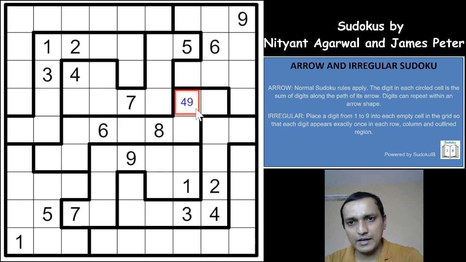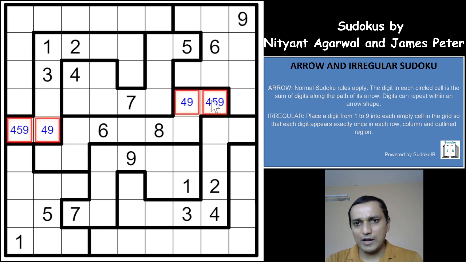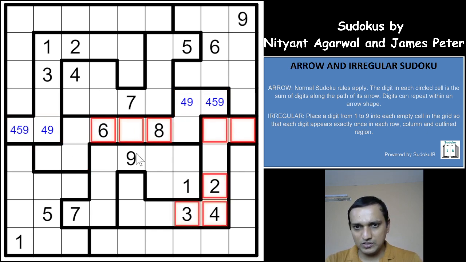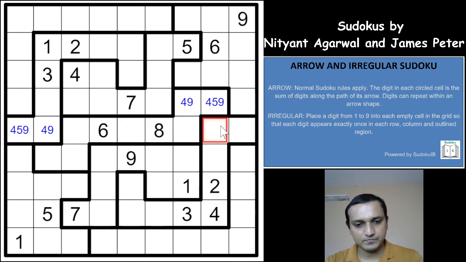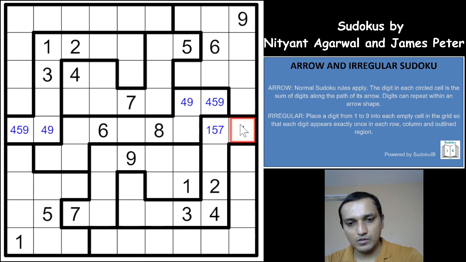So this is 4, 9, 4, 5, 9. So which means it is 4, 9, 4, 5, 9. Right? Whatever you have here would have to be here. Same way whatever you have here would have to be here. Right? It cannot be 2, 3, 4. It cannot be 6, 8, 9. Which means 1, 5 and 7. Right? 1, 5 and 7.